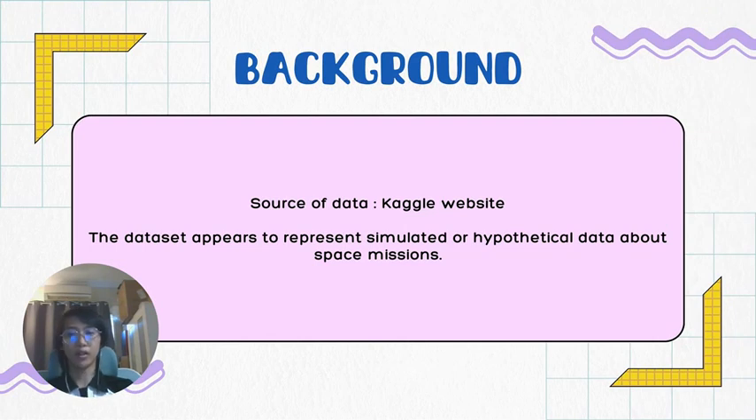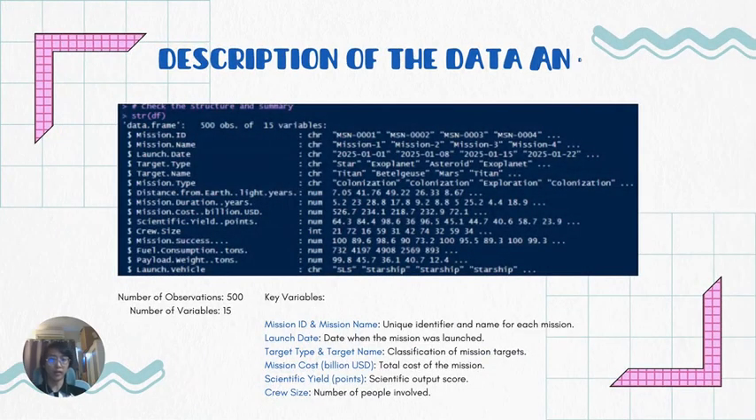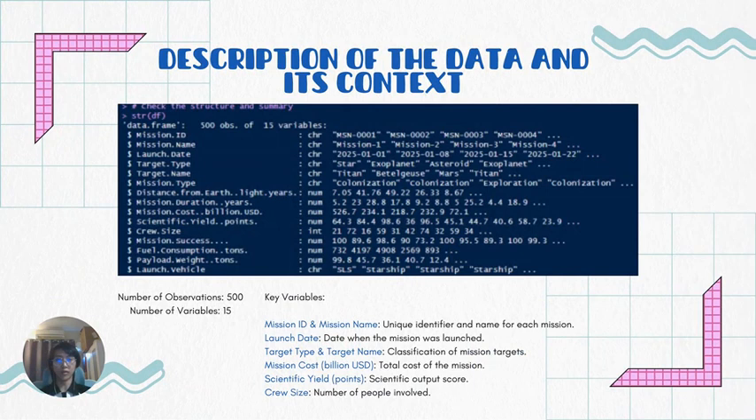The data we got from the Kaggle website. The dataset appears to represent simulated or hypothetical data about space missions. As you can see from the snippet of my RStudio environment, this dataset has 500 observations and 15 variables. Some of the key variables are mission ID, mission name, launch date, target type, target name, mission cost, scientific yield, and also the crew size.